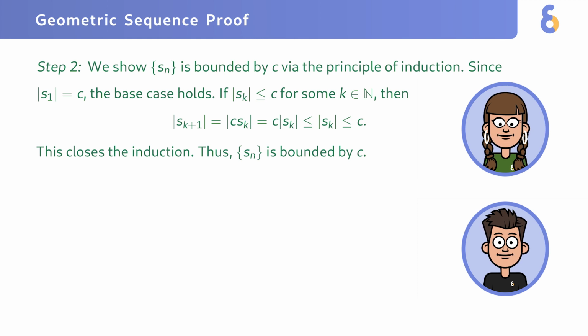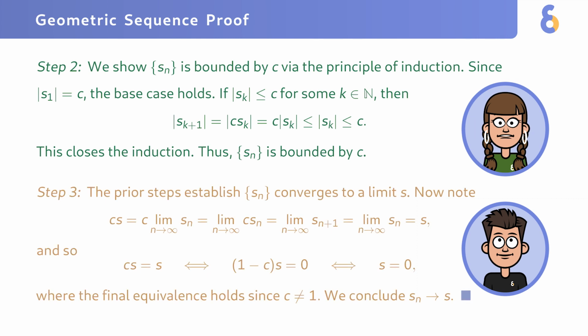And so then because c is positive and no more than 1, we can get that next inequality? Yeah, that's right. Alright, I'm tracking now. In the final step, we show that the limit s is in fact 0. This is where we play around with the property of limits to rearrange it for what we want.